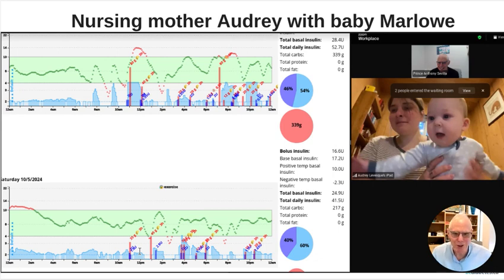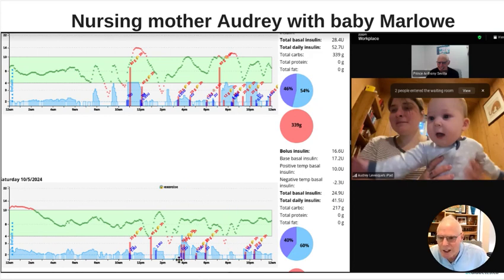How about some more excitement? Audrey is from the Yukon, and she's got baby Marlo, who she's nursing. The daytime lows you see here, these are mostly due to breastfeeding, and we set up for her a 70% nursing override. So that the target was 7.5 and it would give 70% of the usual insulin.